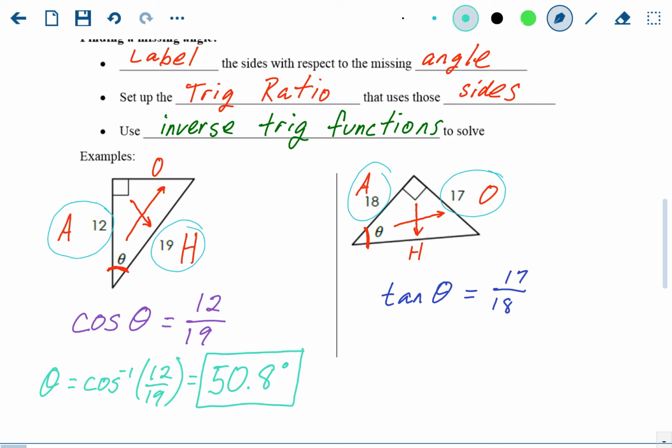And again, you can't just divide by tangent, so what we do instead is we take the inverse tangent. We take tan inverse, second tangent of 17 over 18. And for this one, we get 43.4 degrees.